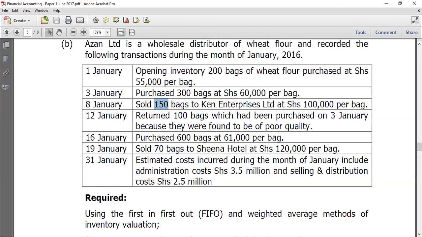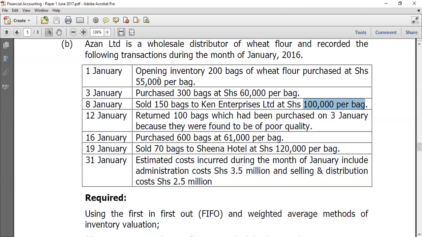Now, if we are using FIFO, it means that the bags that we sold are part of this inventory. So the bags we sold are actually valued at 55,000. I hope you get the principle. The stock value or your cost of these bags is 55,000. And remember, you sold them at 100,000.